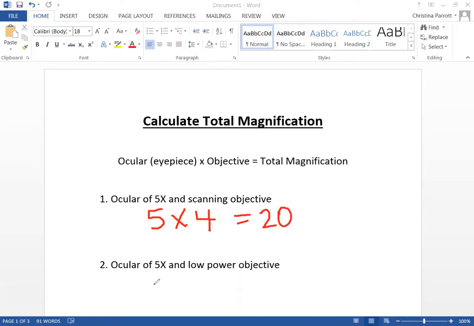Number 2, if my ocular is 5, so my first number I'm going to multiply is 5, and I'm going to multiply it by my low power. My low power is a magnification of 10. 5 times 10 would be 50. So my total magnification here would be 50.